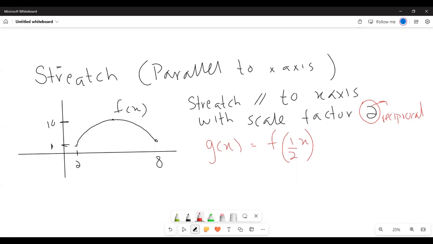Now, what does this 2 change into? It doubles because the scale factor is 2, and it's now 4. So we'll have this here. And what happens to the 8? It doubles and now it lands at 16. So now you'll have the same height at 16.